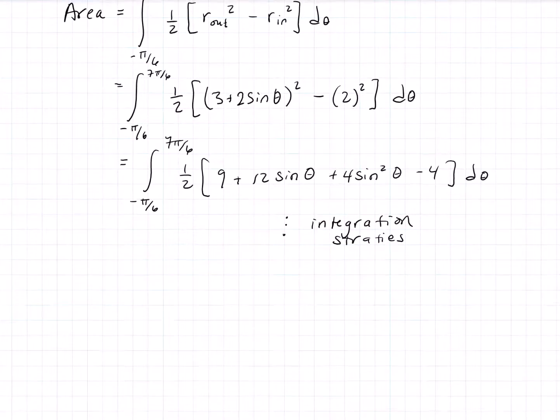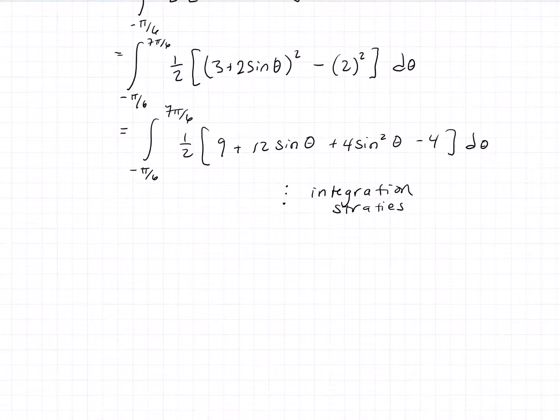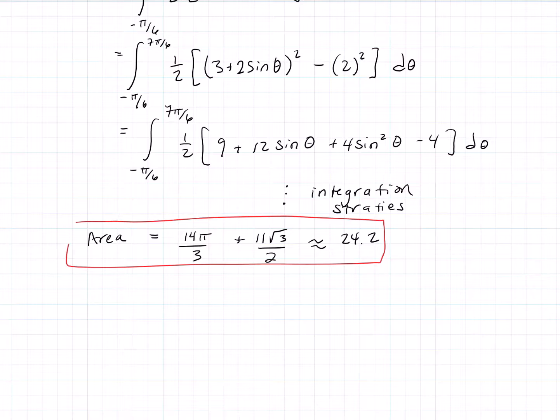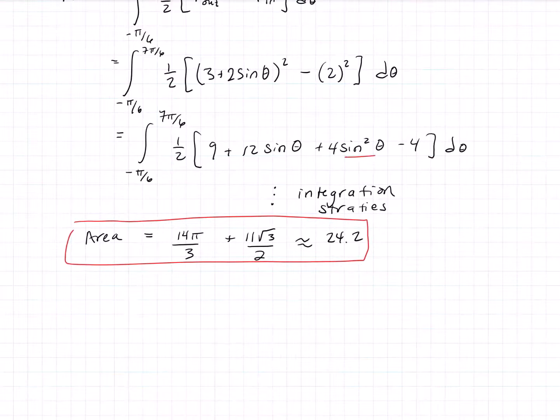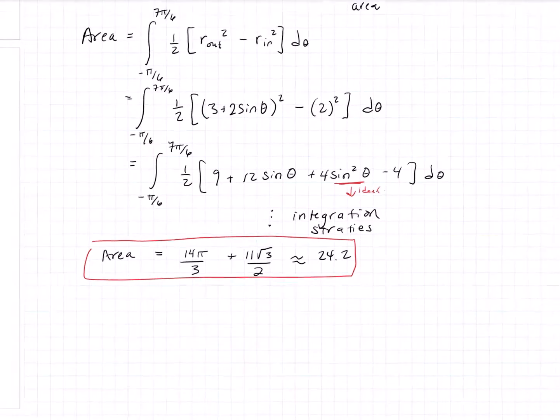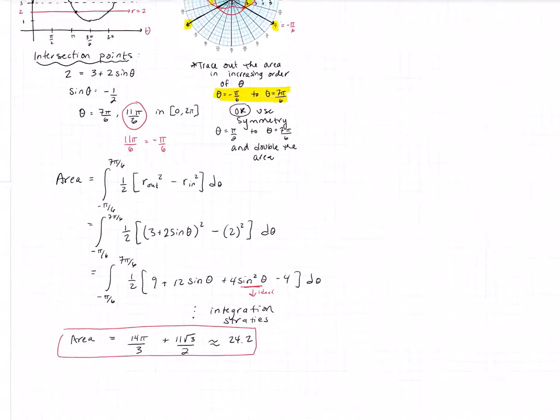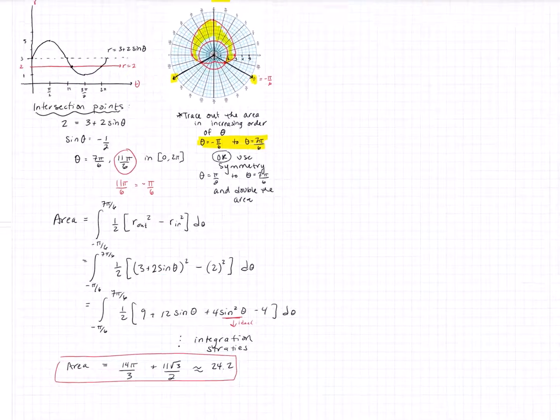It turns out, and I did write this out ahead of time, so I will write this for you, this ends up being 14 pi over 3 plus 11 root 3 over 2, or approximately, if we wanted the approximation, 24.2. This was the area enclosed. You do have to use a little identity on this one, just like the previous example, and you can finish that one out. So I'm going to zoom out here and get it all back on the screen.